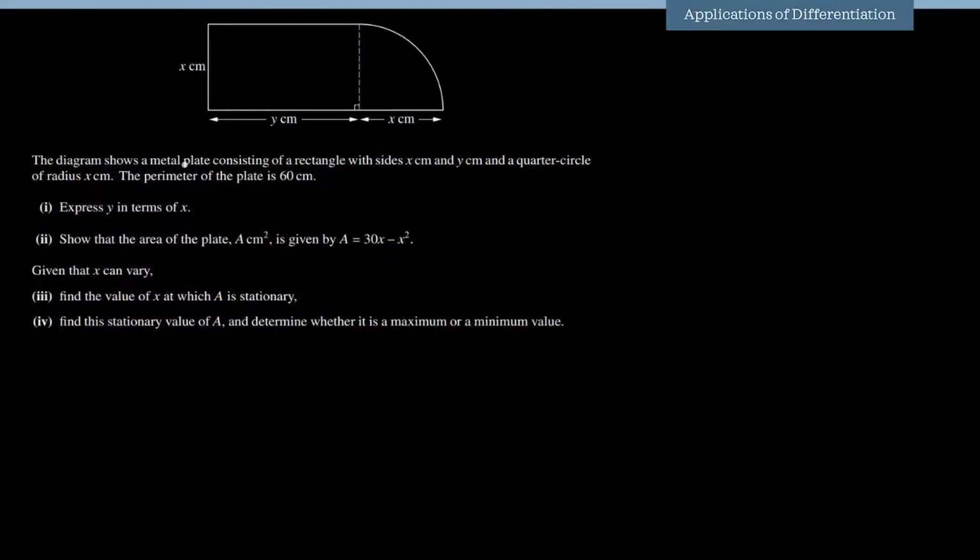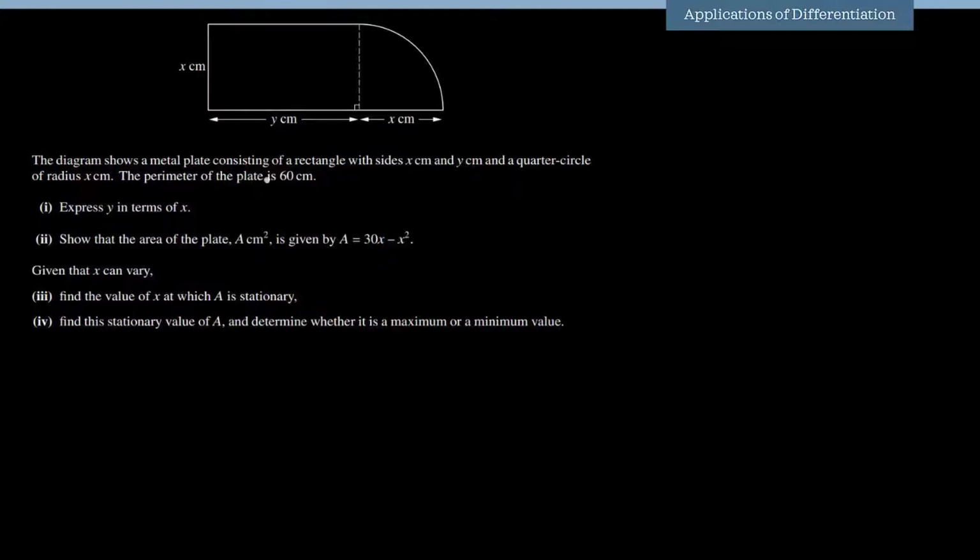The diagram shows a metal plate consisting of a rectangle with sides x centimeter and y centimeter and a quarter circle of radius x centimeter. So this is a metal plate, this part over here is a rectangle, and this is a quarter circle. This quarter circle has the radius of x centimeter and the sides of this rectangle are x and y.